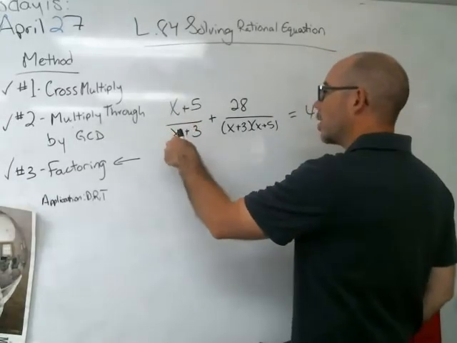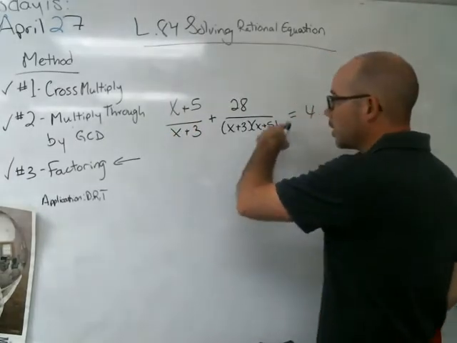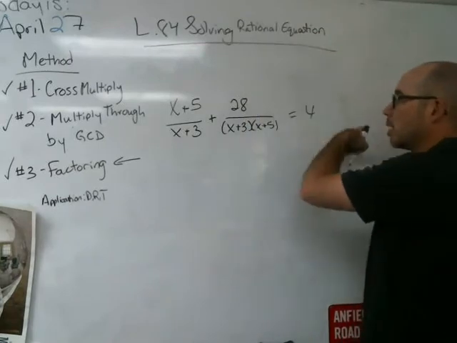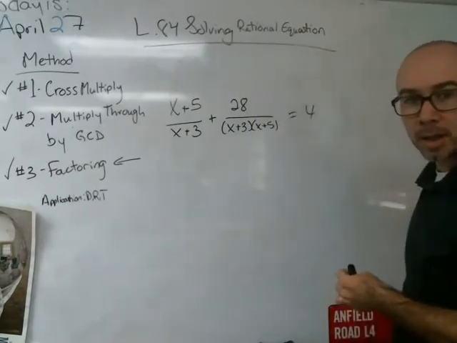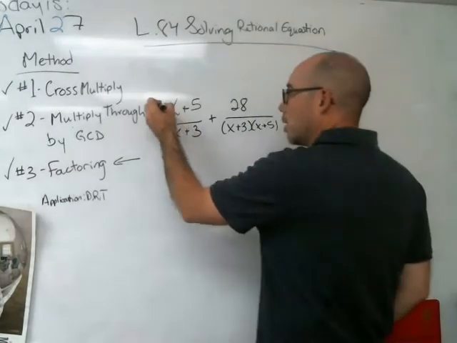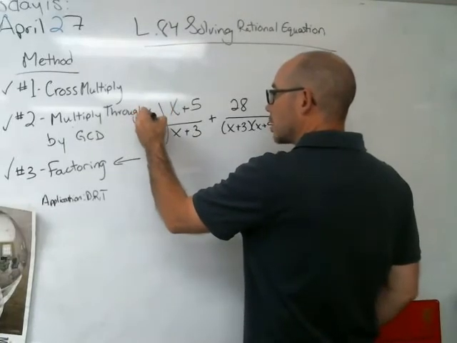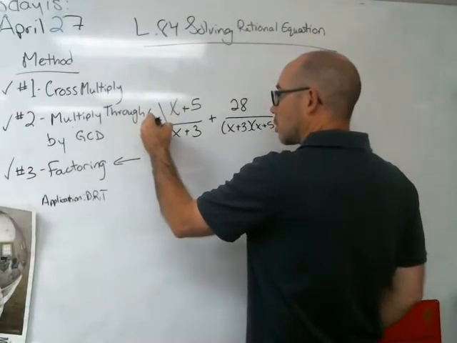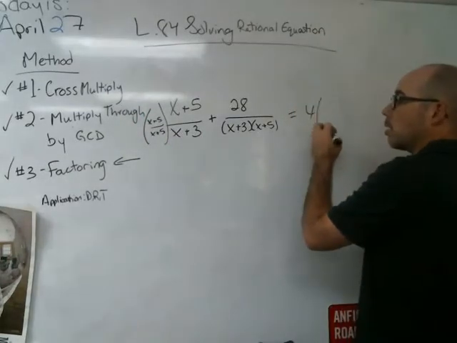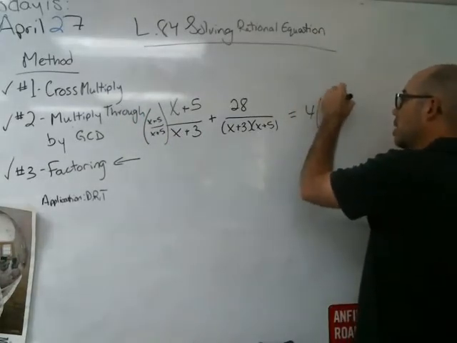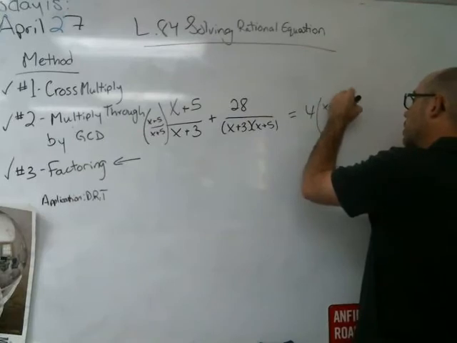This one here needs another x plus 5. This one here is fine, and this one here needs both x plus 3 and x plus 5. So you'd start doing stuff like this. And over here, we need an x plus 3 and an x plus 5.